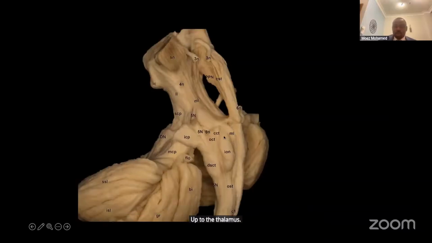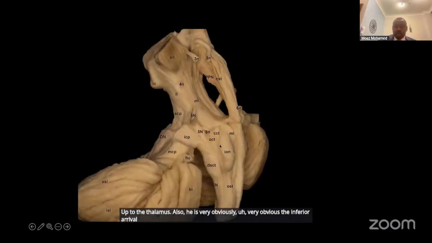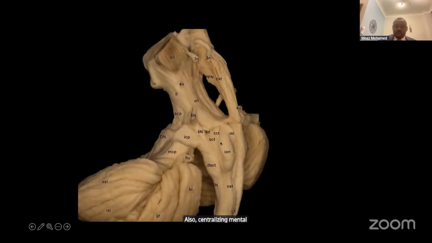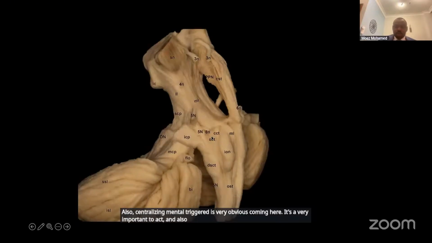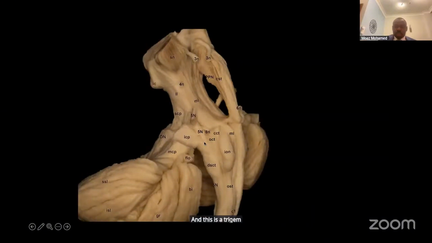Also here is very obvious the inferior olivary nucleus. Also the central tegmental tract is very obvious coming here. It's a very important tract. And also here the olivocerebellar tract crossing up, and this is the trigeminal nucleus.